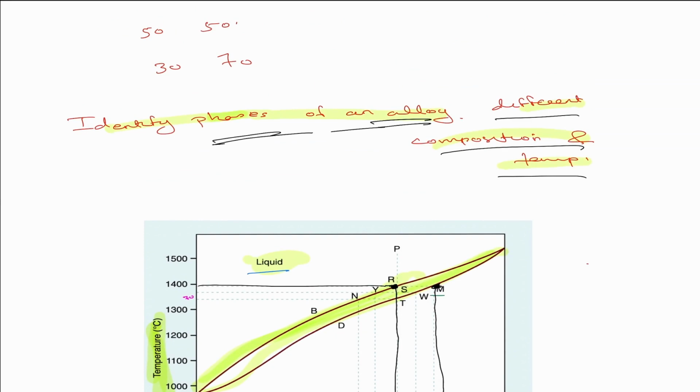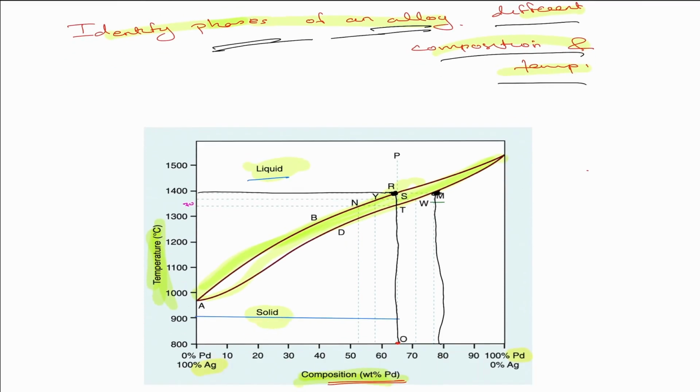Now I don't think it's going to be complicated when you get this kind of question. Note this graph and its purpose: identifying the phases. At different temperatures and compositions, you should be able to identify what phase it is. It's very easy. That's it for this phase diagram, so I'll stop here. We'll discuss some other topic in the next lecture.